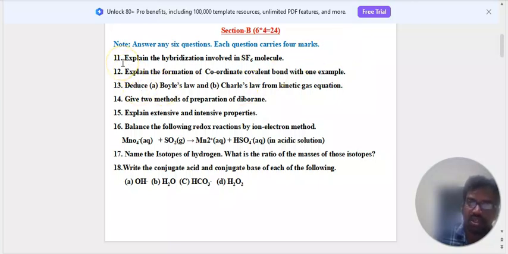The 11th question is explain the hybridization involved in SF6 molecules.